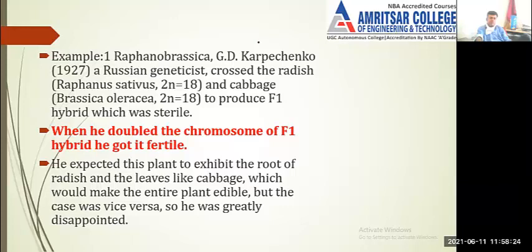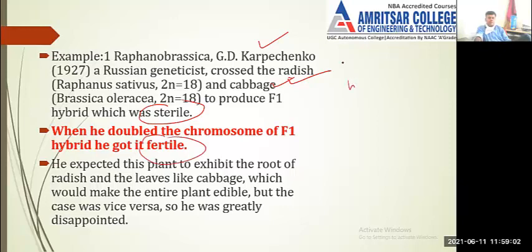Raphanobrassica was developed by a Russian scientist, G.D. Karpechenko. It was not two scientists, just one. He crossed the radish and cabbage, and obtained a hybrid that was sterile in F1. Then he treated it with colchicine, which doubled its chromosomes, and so it became fertile.